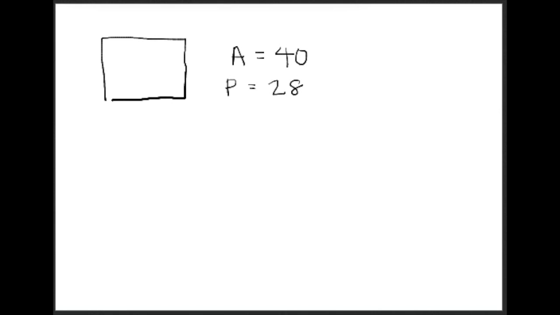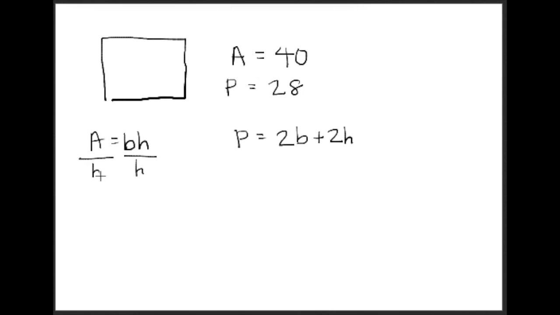Okay, so this is the review for the area and perimeter quiz numbers 1 through 3. This is number 1. I'm going to start by drawing the rectangle and writing down what was given to me in the problem, which is the area equals 40 and the perimeter equals 28. So my formula for area is base times height, and my formula for perimeter is 2 base plus 2 height.